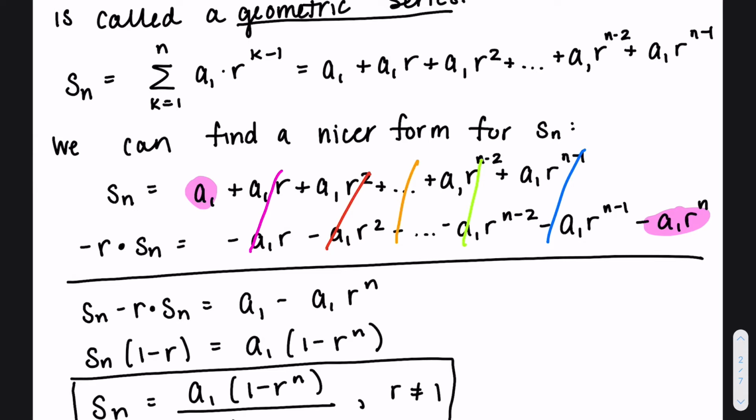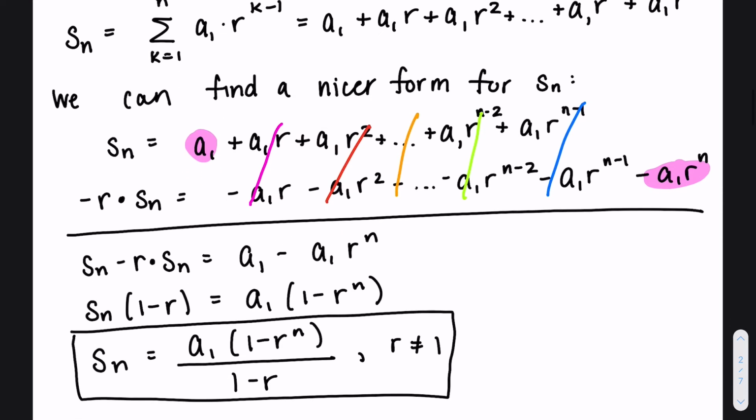The only stipulation is you don't want that common ratio to be 1, because then it's going to cause 0 in the bottom. And really, if the common ratio is 1, I take the first term, multiply by 1, multiply by 1, multiply by 1. It's going to be really boring. It's just a constant sequence, so the sum is going to be the number of terms times that constant.